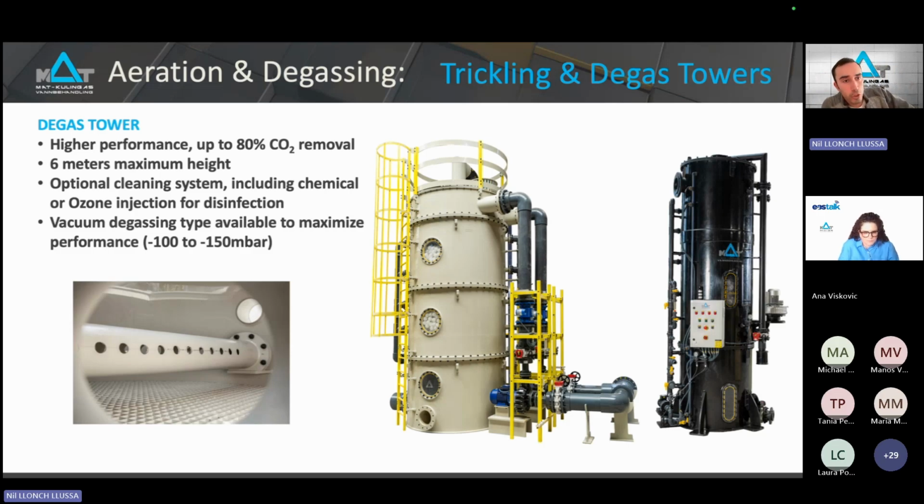These degas towers can also have the option for cleaning, so you can clean the media, and they also come in vacuum versions, so in very intensive systems you can have vacuum and higher degassing performance. And I don't have time for more.